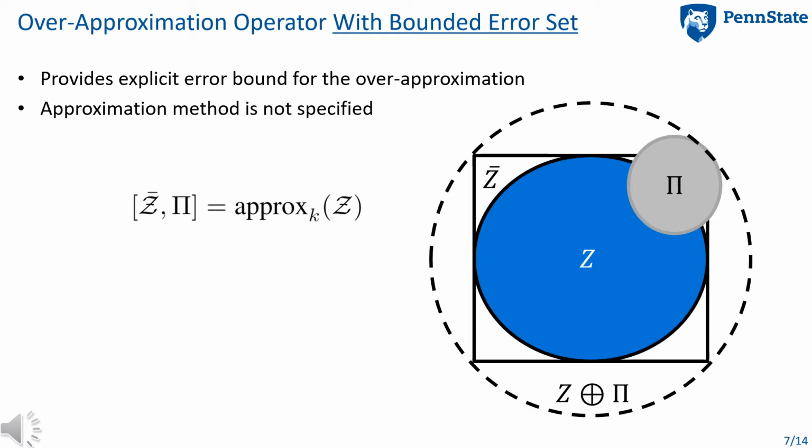In addition to the over-approximation, the operator returns an additional set that bounds the over-approximation error and satisfies the containment condition. An example shows the set Z approximated by its interval Hull Z bar. An approximation error set pi is also produced, such that the Minkowski sum of Z and pi contains Z bar. Any over-approximation method may be used, so long as an approximation error set is also produced to meet the containment condition. In a couple of slides, we will show an example approximation operator used for zonotopes.